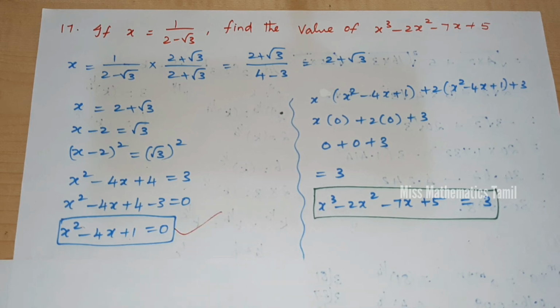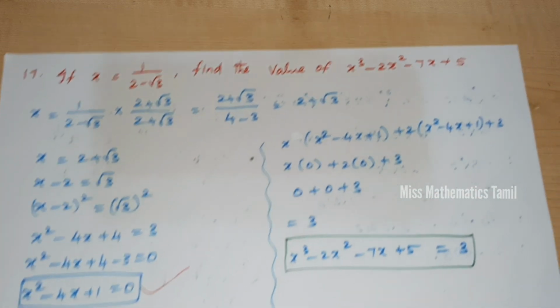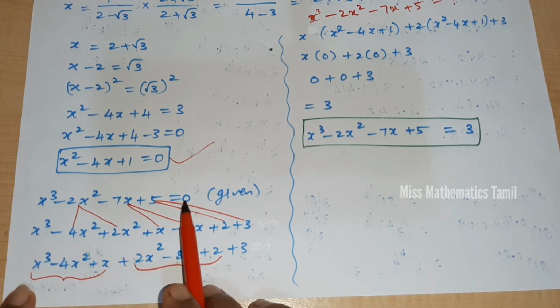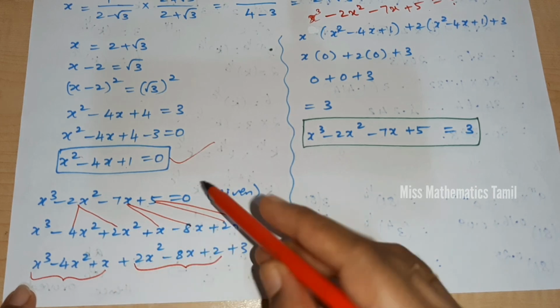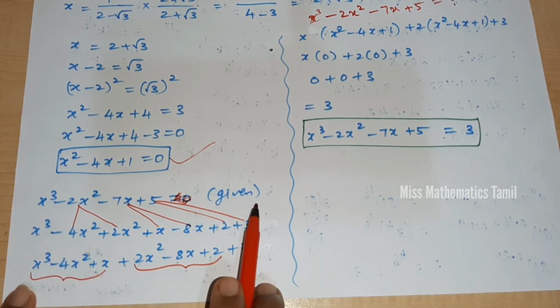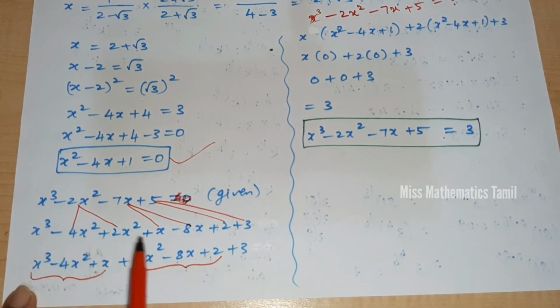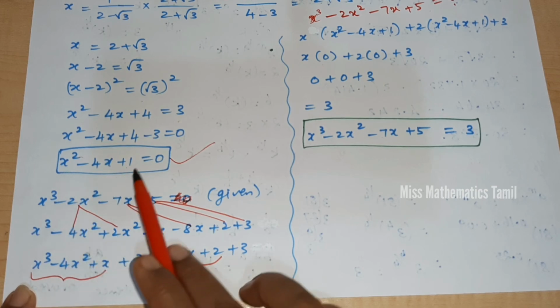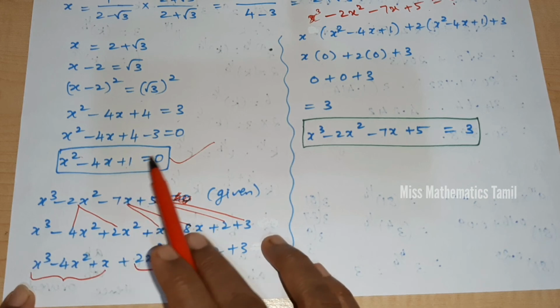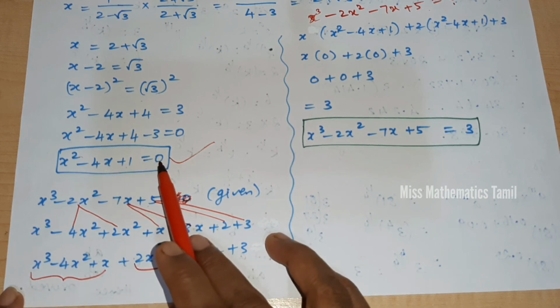Okay, this equation only is going to help us. x cube minus 2x square minus 7x plus 5 is equal to what? This equation is given, right? So, I am splitting. I want to make this shape. Then only I will be able to apply this is equal to 0.